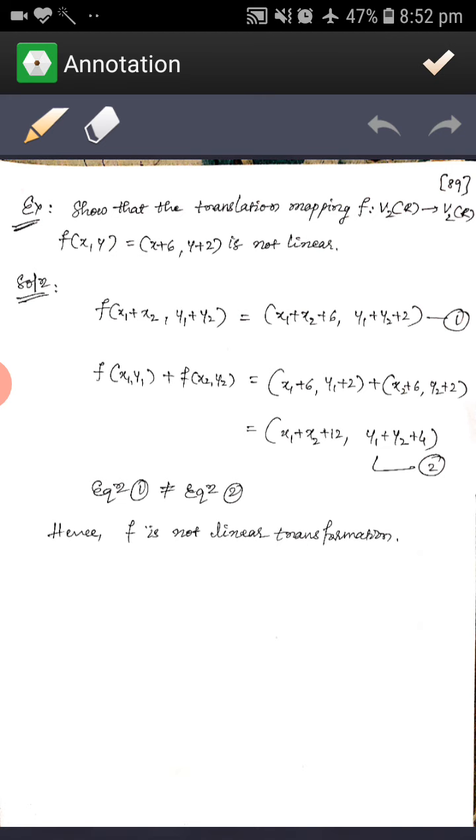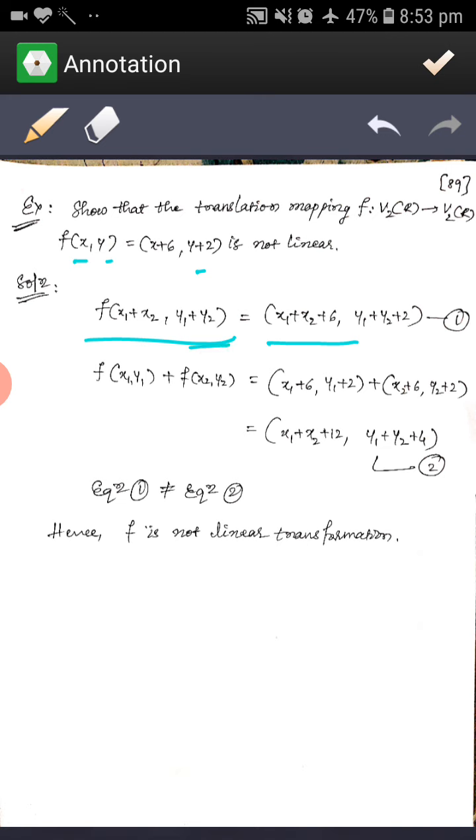Suppose the function is like f of x, y is equal to x plus 6 comma y plus 2. It is not linear, and we need to show that it is non-linear. So similarly to the previous problem, we take x1 plus x2 comma y1 plus y2. Wherever x is there, it is x1 plus x2 plus 6, and wherever y is there, that is y1 plus y2 plus 2.